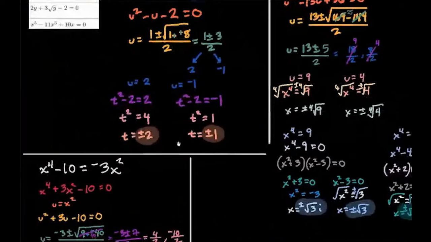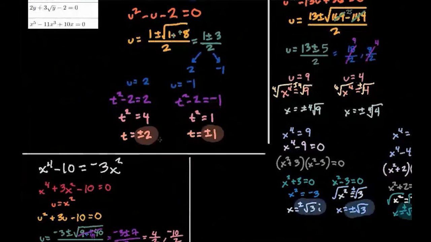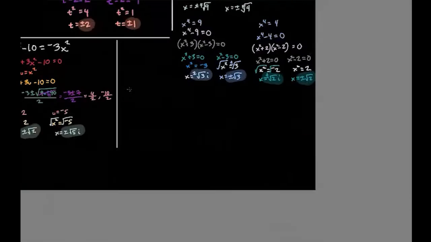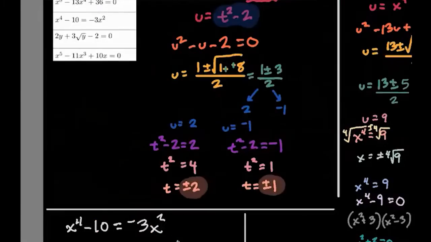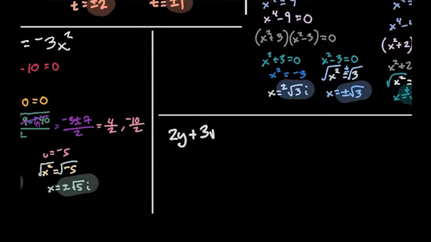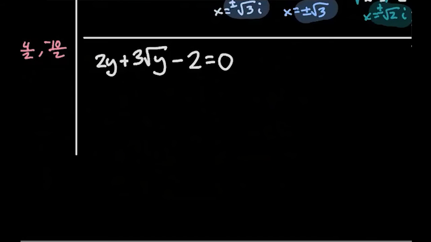We have 2y plus 3 times the square root of y minus 2 is equal to 0. So I'm going to rewrite that. Okay, this one might not be as easy to see if it's quadratic in structure or not. It is, but one easy way of doing this is just turning that square root of y to the 1/2. So we end up with something like this.